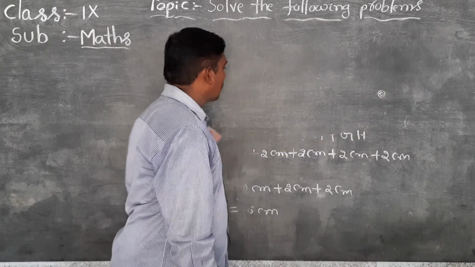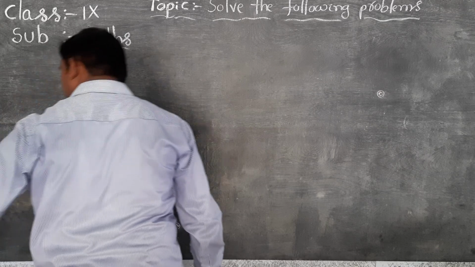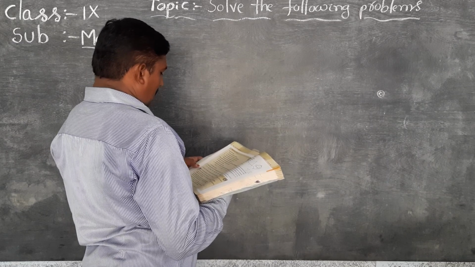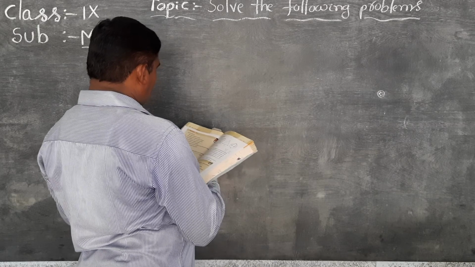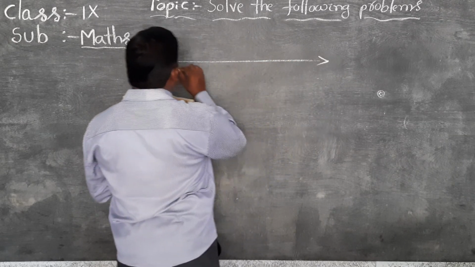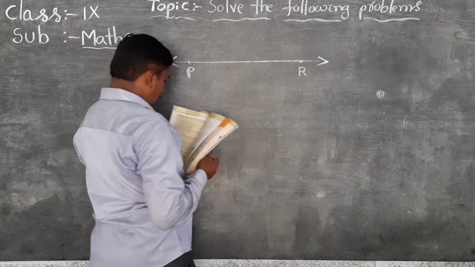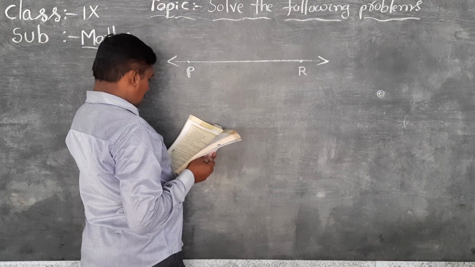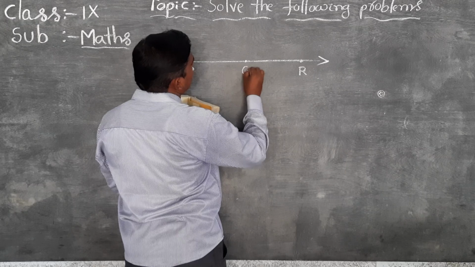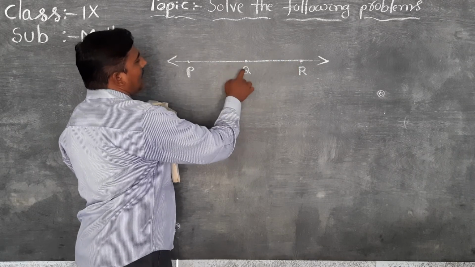Next, okay, see, next problem here. If a point Q lies between P and R, one line will be here P, here R. Here a point Q lies between P and R. In the middle of P and R, Q is there.